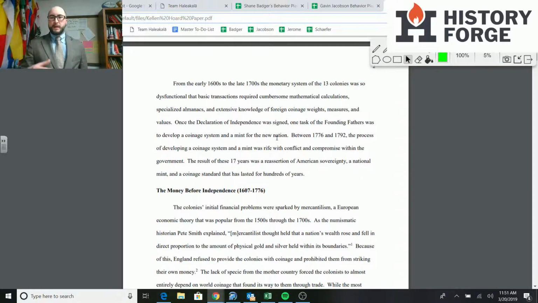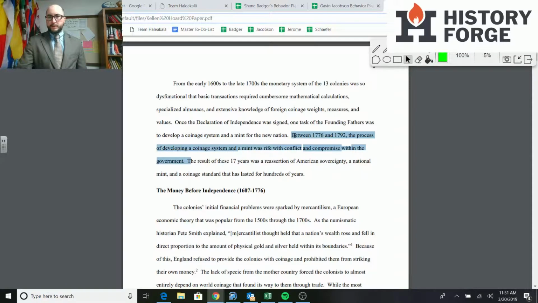So we're talking about one of the big things the Founding Fathers wanted to do, which was the coinage system. So again, they are developing their topic. They are telling me what the main conflict is now, and that is developing some kind of system for money. Then it says between 1776 and 1792, again giving us more time period, the process of developing a coinage system and a mint was rife with conflict and compromise within the government.